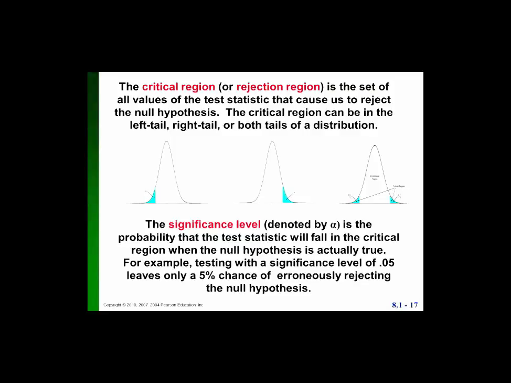Same thing here. It's the probability that even if the null hypothesis is true, we would still get a test statistic in the rejection region. Basically, it's the chance of a false positive. The null is going to be true, but we're still going to reject it. What's the probability of that happening? It all goes back to how confident we want to be in whatever statement we make or whatever conclusion we draw.